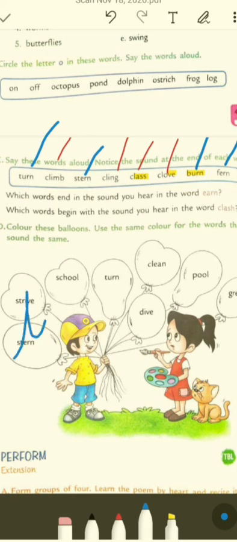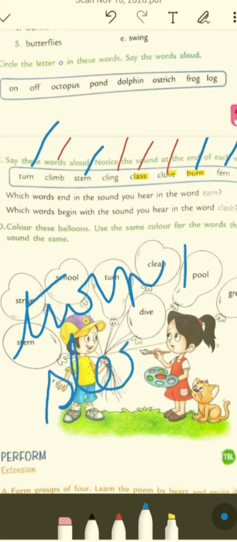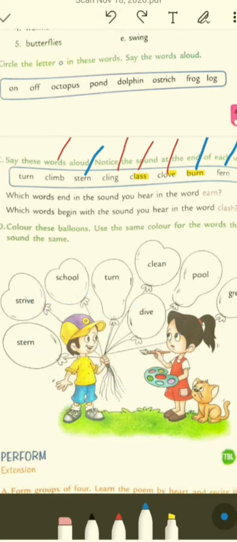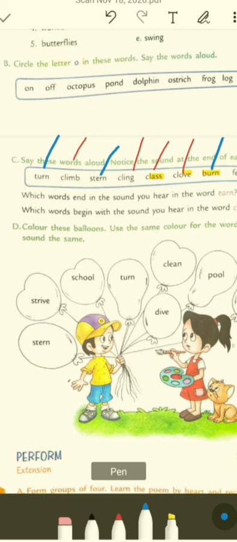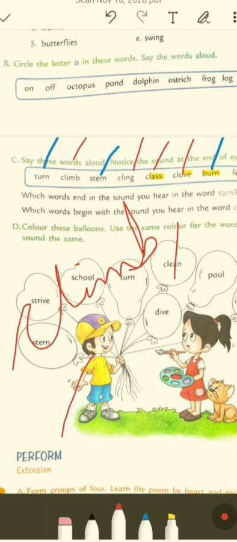Clear. Which words end in the sound you hear in the word earn? Earn is stern, then burn, fern, etc. Then the next one is which words begin with the sound you hear in the word clash. Clash, which words? Yes, it's very simple. The red letter words like climb, cling, class, clove, etc. Okay, the words are climb, class, cling, and so on. So do it on your own.